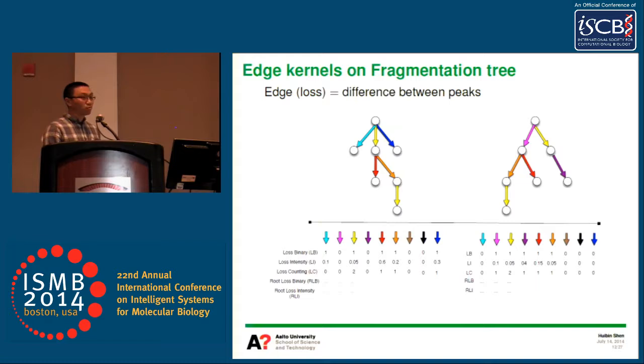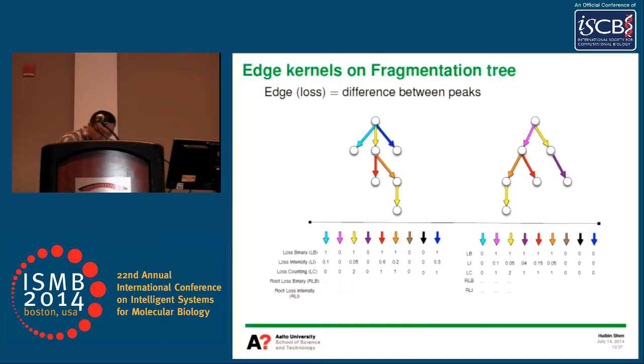And what we can also do is consider the root loss, by which I mean the implicit edges between the root and every other node. Similarly, we have the binary case and the intensity case. By doing that, we have another set of feature vectors, we take a dot product, and we have another kernel. And this is a different set of features on trees.